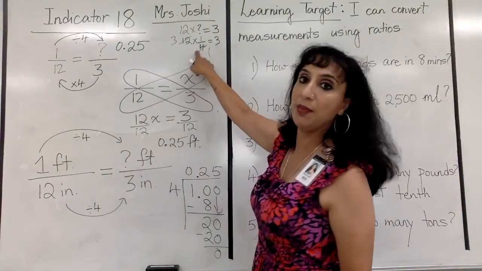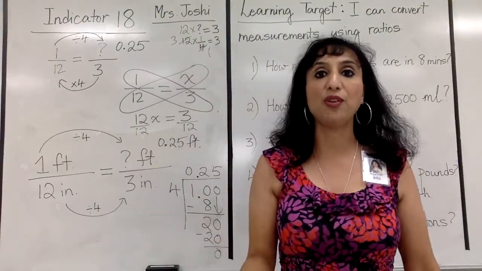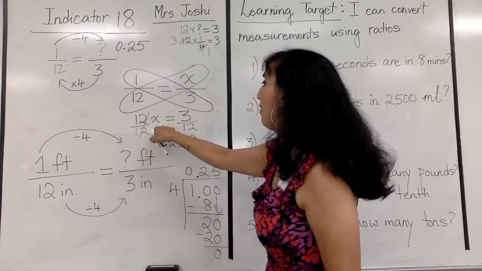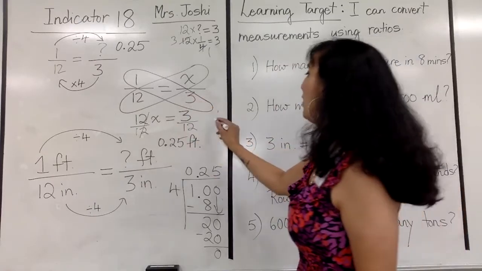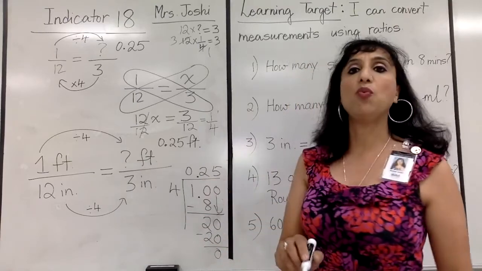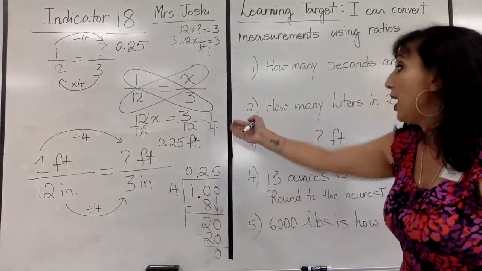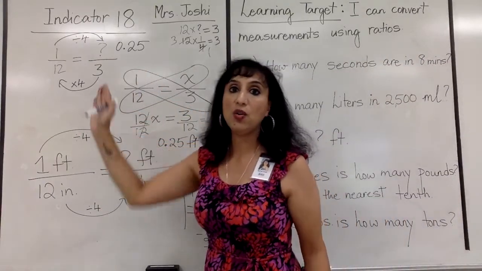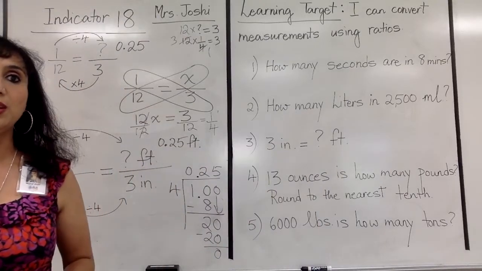See what I was telling you, why? Because you're trying to find out what x is. Okay, so that's what you're trying to find. So now, 12 divided by 12 gives me 1. So I have x left. x is equal to 3/12, which in simplest form is 1/4. And 1/4 is nothing but 0.25. So same thing. You can choose whichever works for you in order to help you with this one.